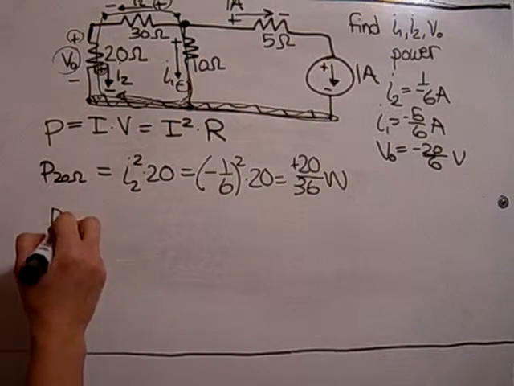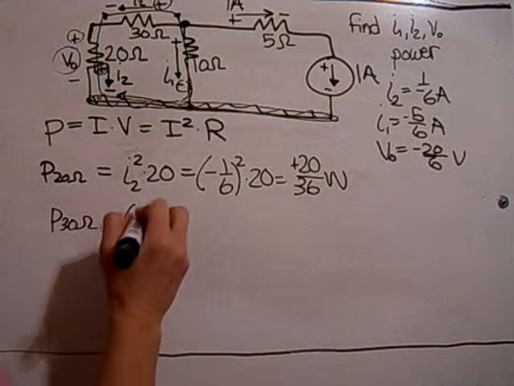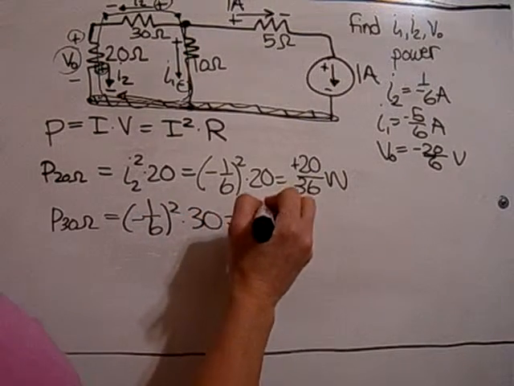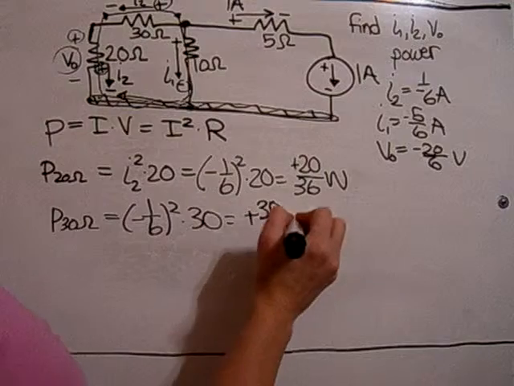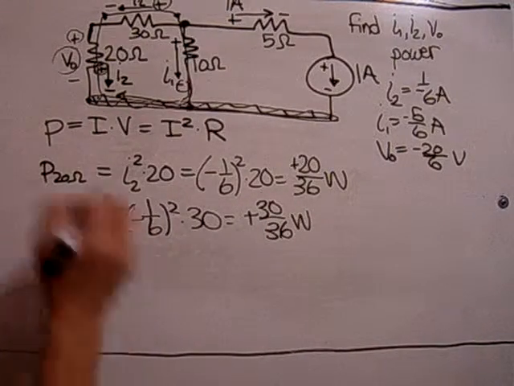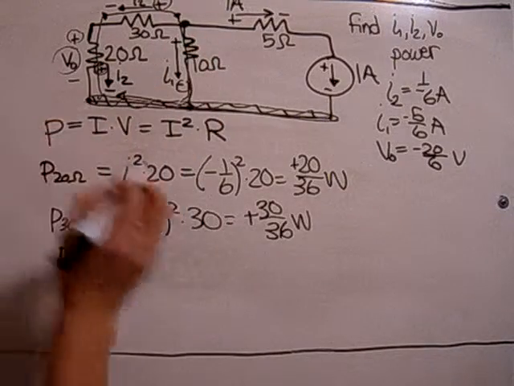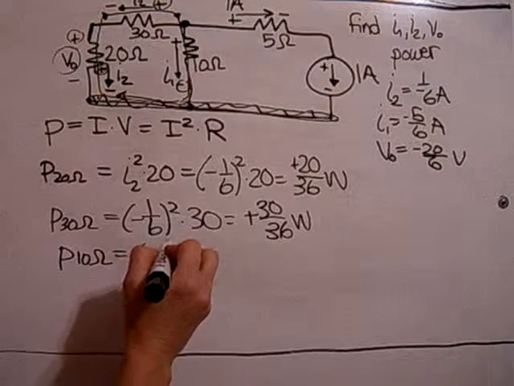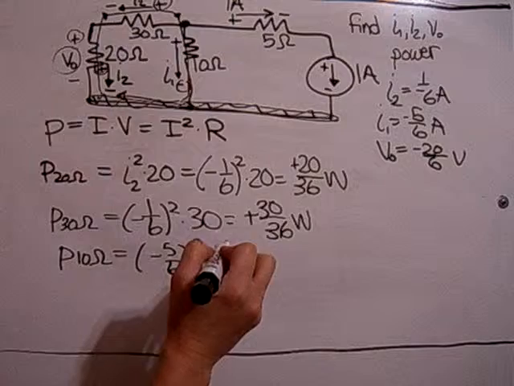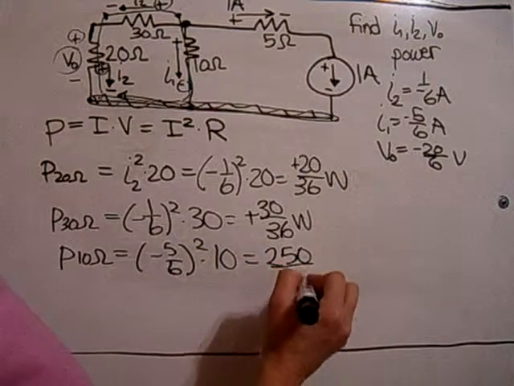The power in the 30 ohms is going to be similar. It's going to be I2 squared times R. In this case, the R is 30. So here I have 30/36 watts. For the 10, I have I1, which is negative 5/6, squared times 10. So I get 250/36 watts.